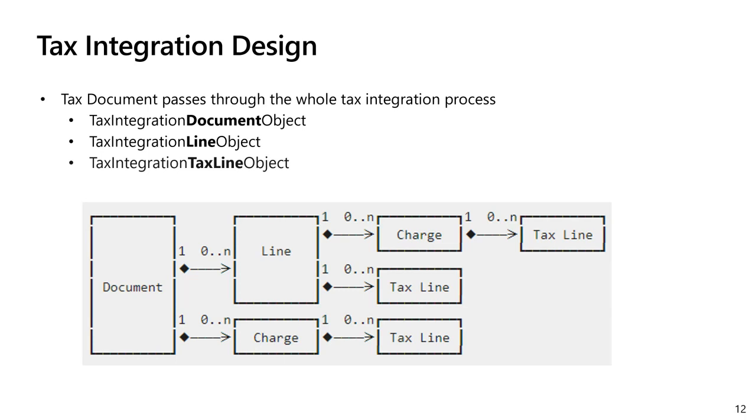Each tax line means one tax code with a tax amount. So you will see that the tax lines can belong to a line, to a line charge, and also to the charges. Overall, these are the major objects you will be dealing with.